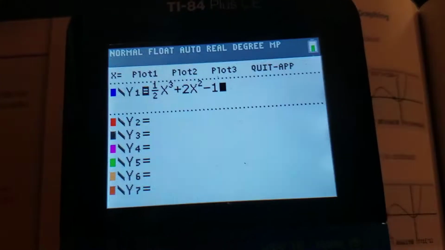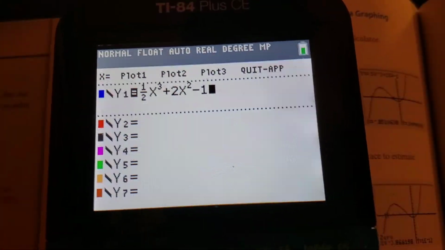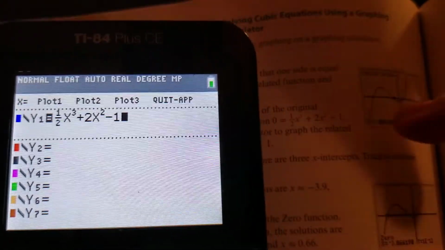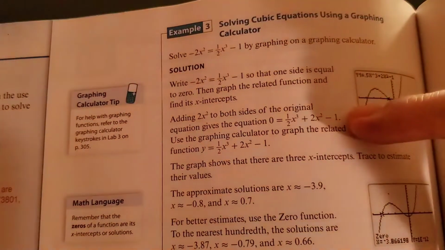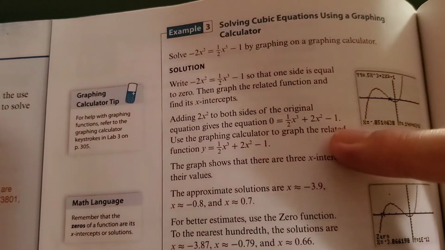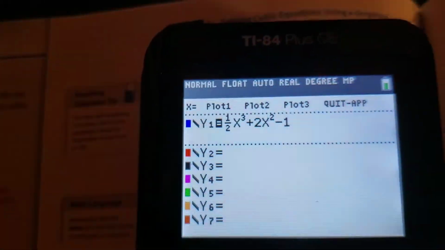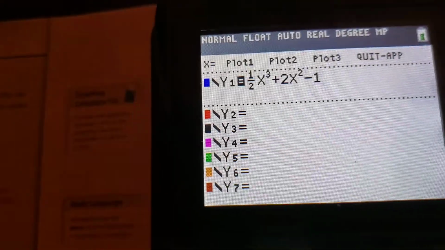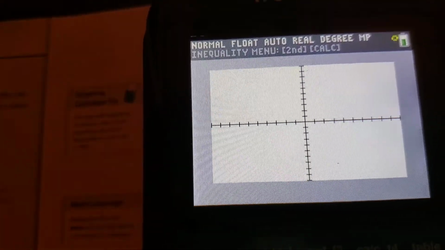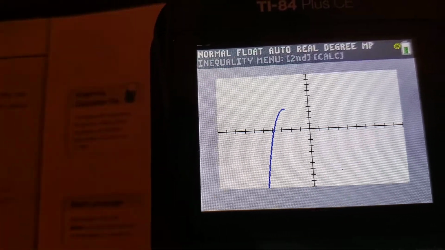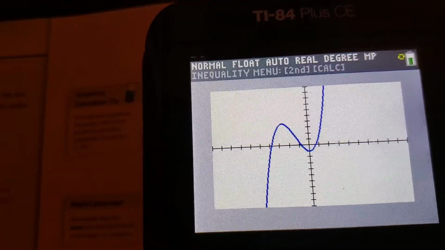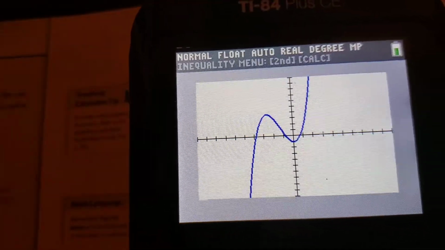So here I have entered it in my calculator. As you can see, 1/2 x cubed plus 2x squared minus 1, just like it says right here. Let me just let you focus on this, because when I put this, the camera focuses on something else. Then I'm going to press graph. Hopefully a graph is there. Oh yeah, look at that. It has how many zeros? It has 3 zeros, 3 solutions.